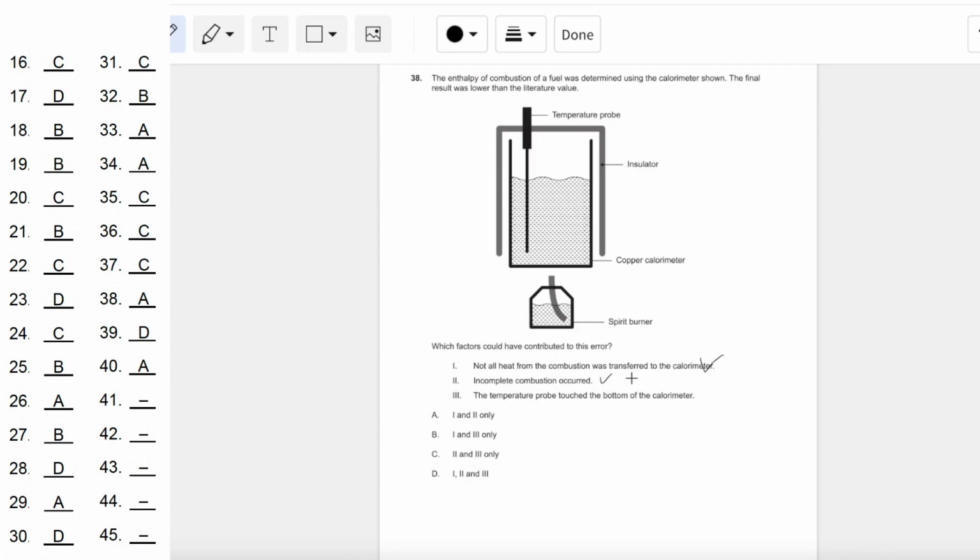What about the temperature probe touching the bottom of the calorimeter? It's actually the same as the temperature of the solution inside, as they are in contact. So the answer will be A. This one is not going to contribute to the error.